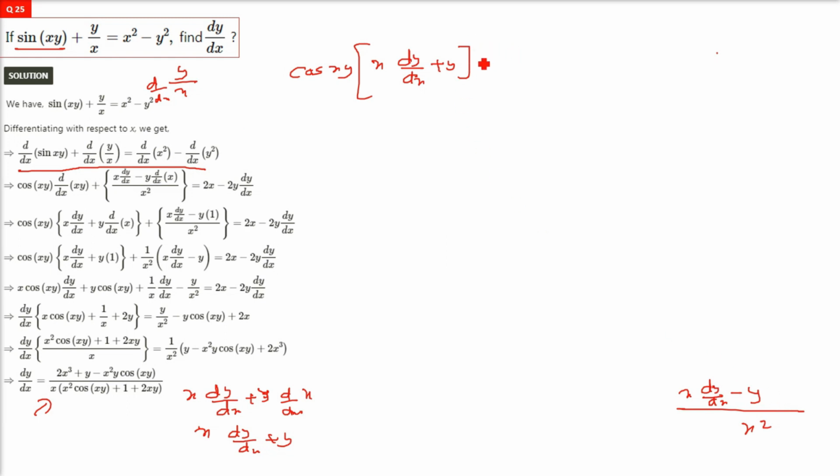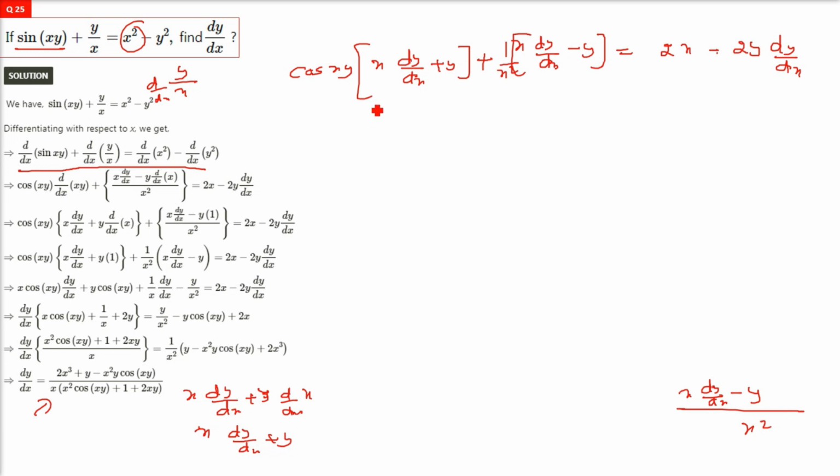So final, what will be the result? Plus x dy by dx minus y divided by x square. So we can bring this x square here. Okay. On the right hand side, x square will be equal to 2x minus y square. So y square will be 2y dy by dx.